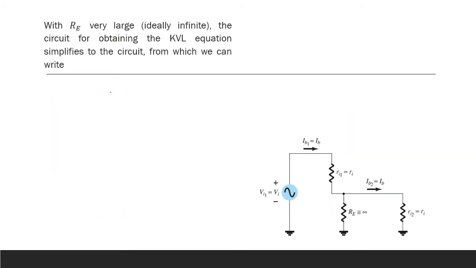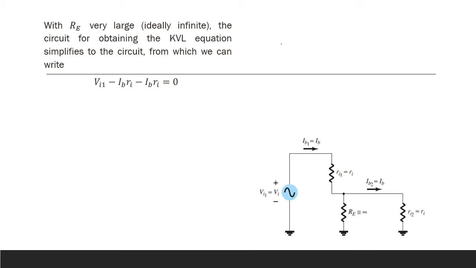Now, with RE, very large, so ideally class, itong value ng RE natin is mas mataas, or ang gusto nga nating mangyari sa kanya, infinite siya. Para equal talaga yung makuha natin ng mga values on both sides of the circuit natin. So if that is the case, then we can assume that RE is infinite na lang kasi that's the ideal scenario.